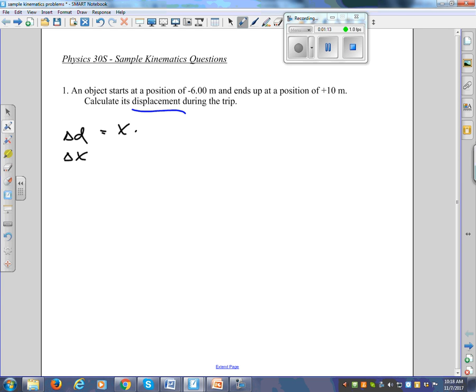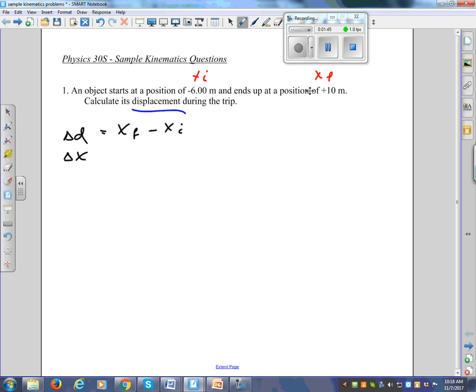Well, I've told you way back when that it's always final minus initial. It's the final position minus the initial position. And I realize I'm overcomplicating this. Okay? So which one of these is the final position? Starts at a position of -6, ends up at +10. You're right. This one is the final, and that one is the initial, right? Sometimes you're going to have to read it a couple times and just sort of work through it. Don't be in such a rush.